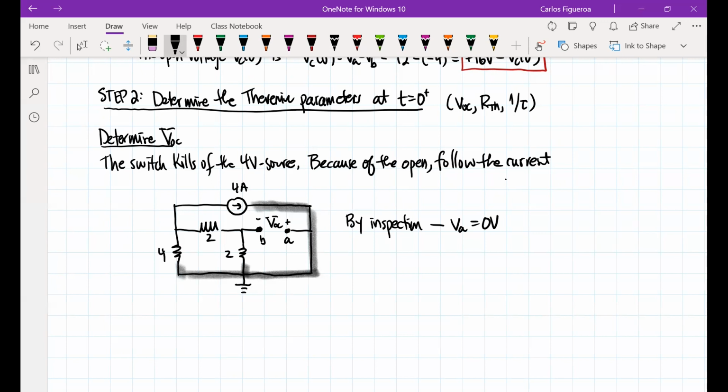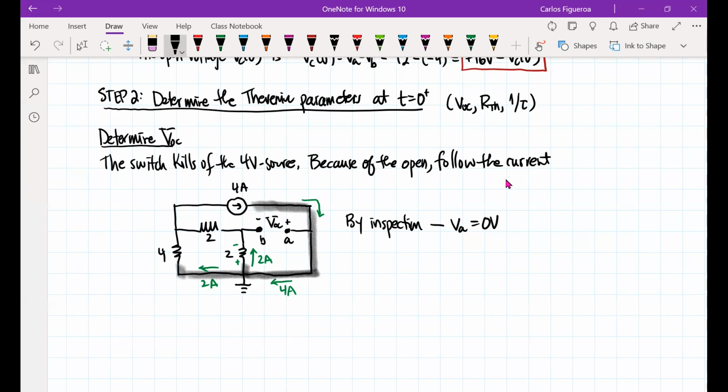Now follow the current. Here comes the current. So here's my 4 amps. And look what happens. As before, I have 2 amps going this way and 2 amps going that way. And you can see that I'm going to get a polarity of plus and minus here. Just by looking at this, the voltage of that 2 ohm resistor is 4 volts. 2 times 2 gives me 4 volts.